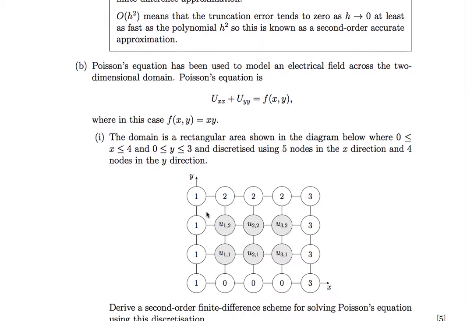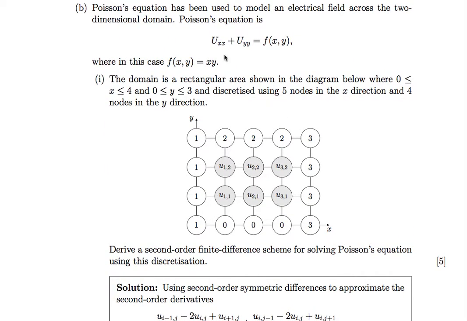Okay, part B gives you Poisson's equation, which is a second derivative of the function u with respect to x plus a second derivative with respect to y is equal to some function of x and y. Okay, in this case our function of x and y is simply x multiplied by y.